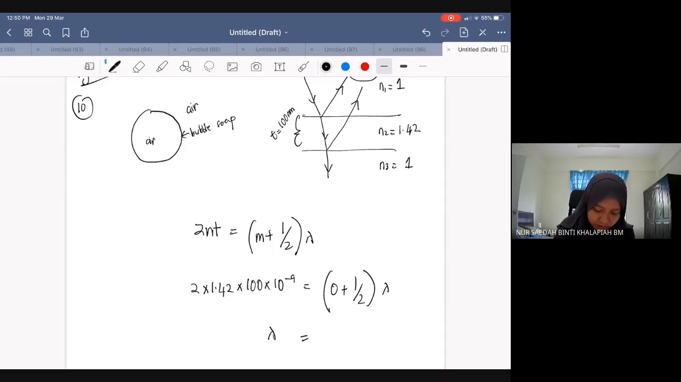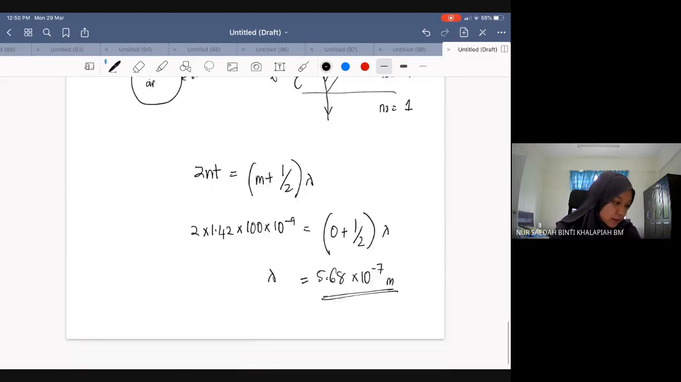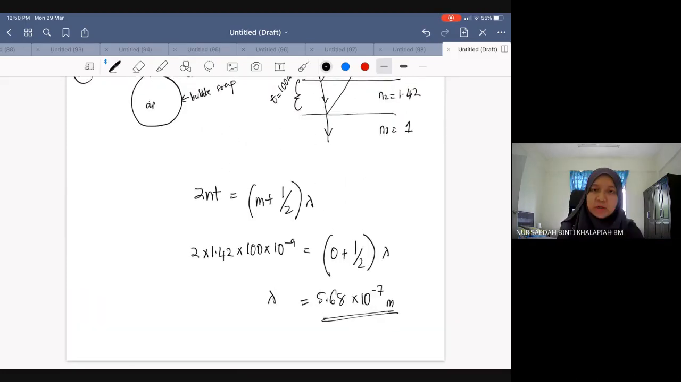Okay, bahagi 0.5. So 5.68 eksponen negatif 7 meter. Okay, so inilah jawapannya. Kita check so that kita nak make sure skema jawapan betul. Nombor 10. Okay, betul. Okay, next. Lagi, itu sahaja untuk soalan nombor 10.